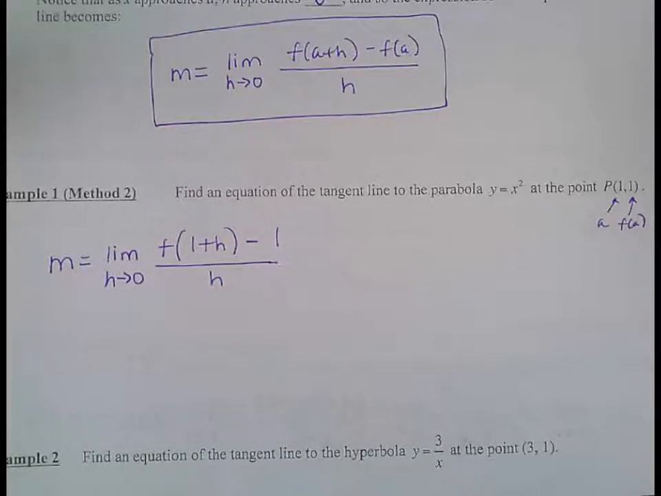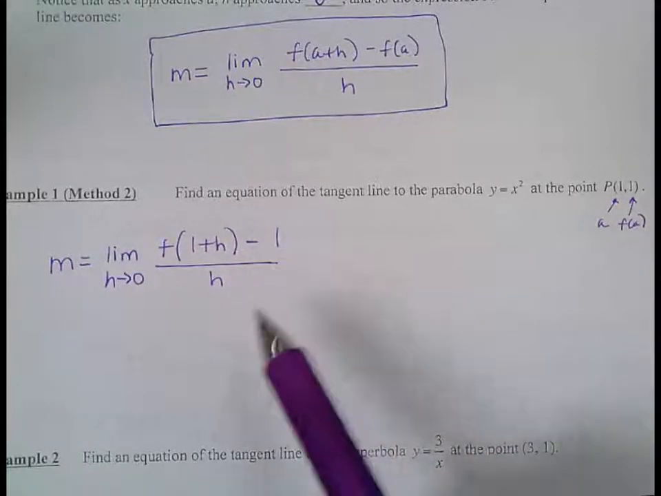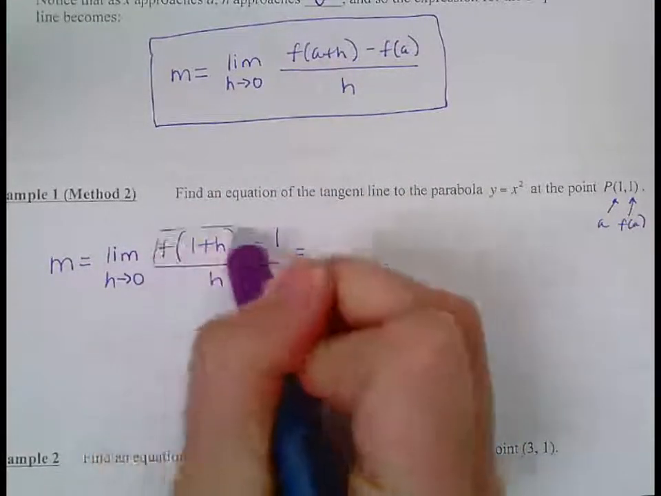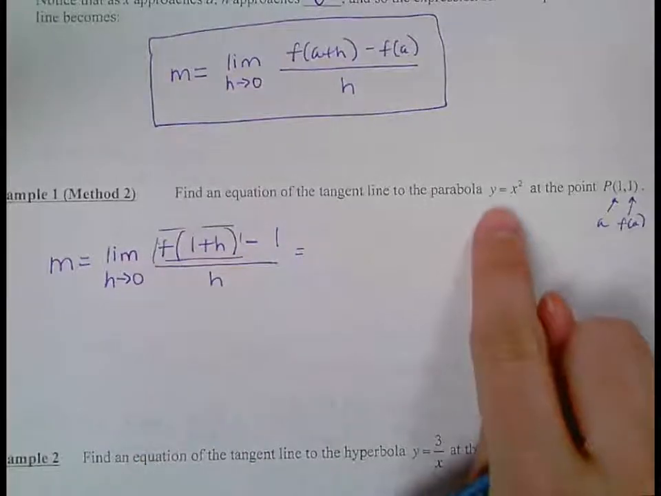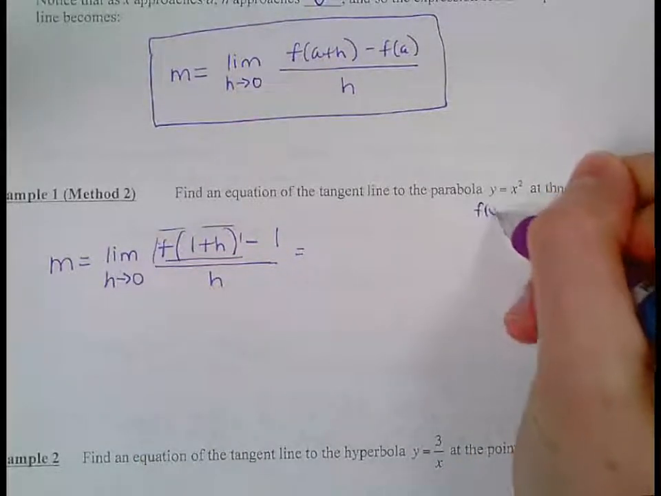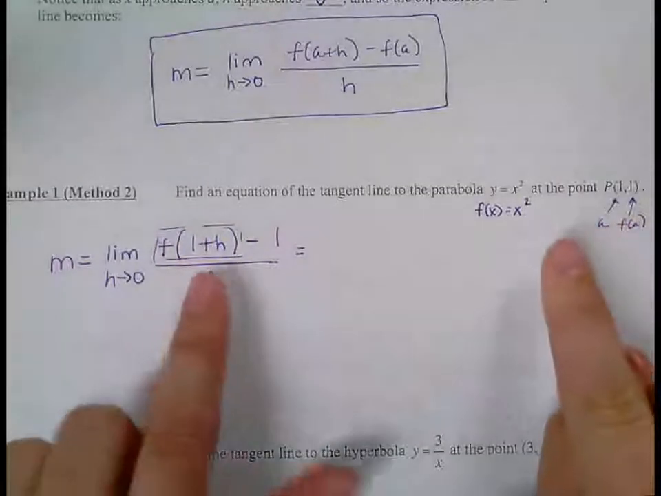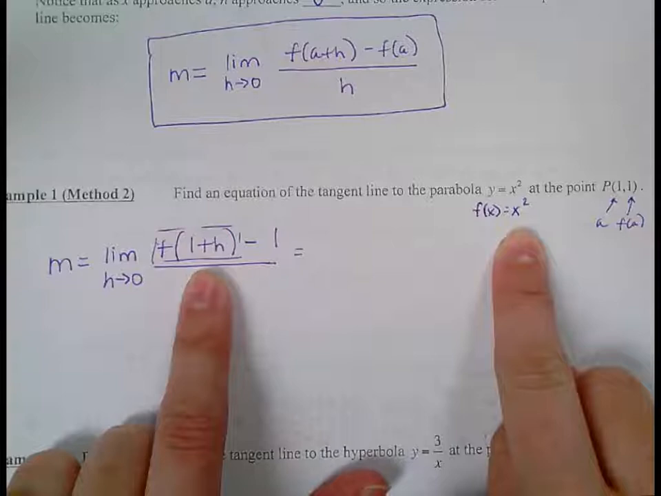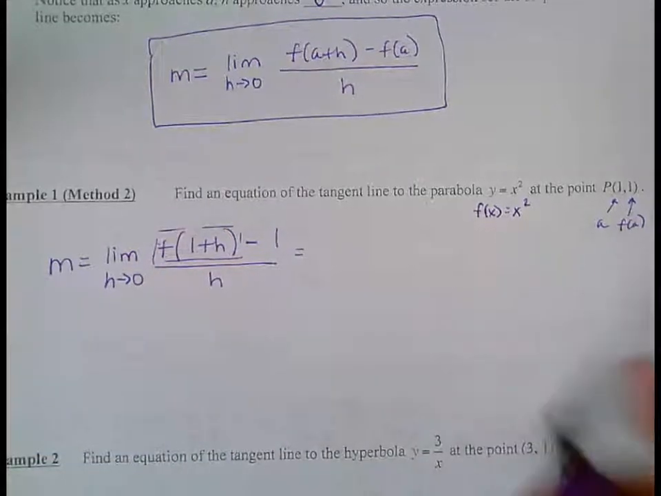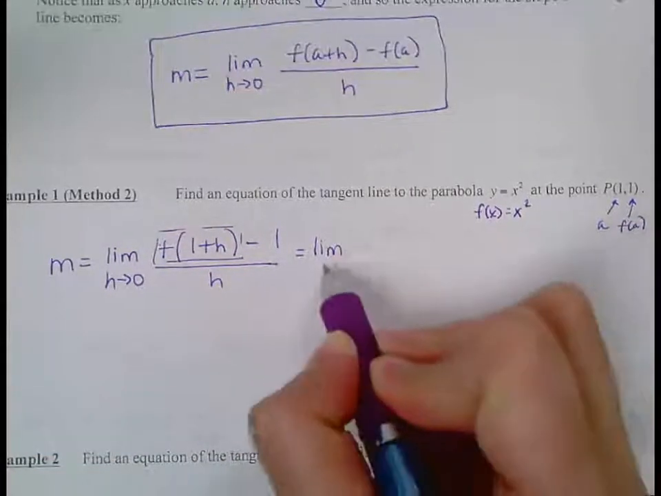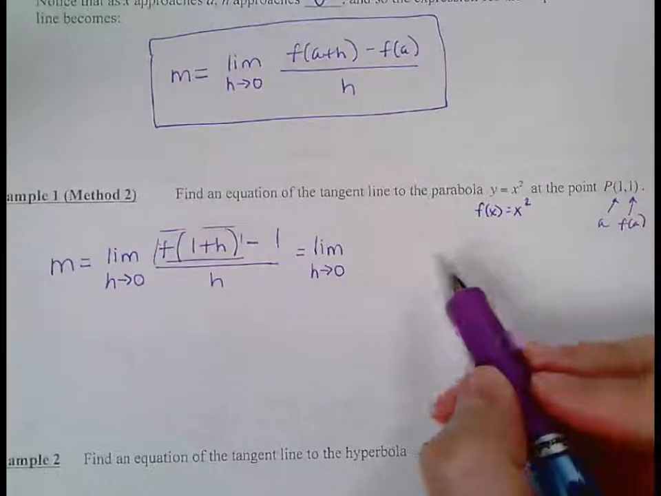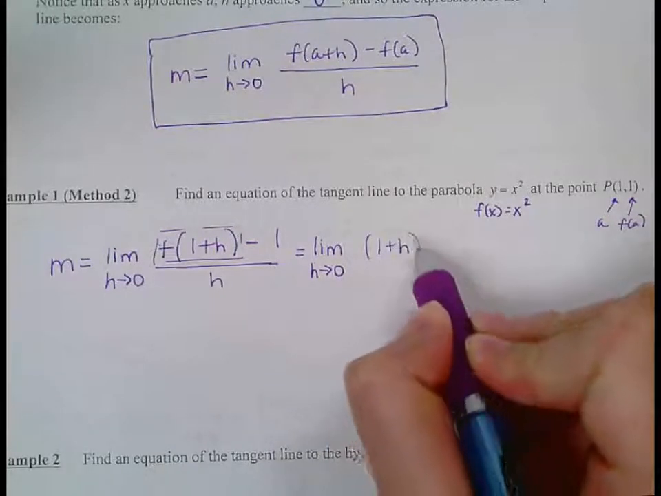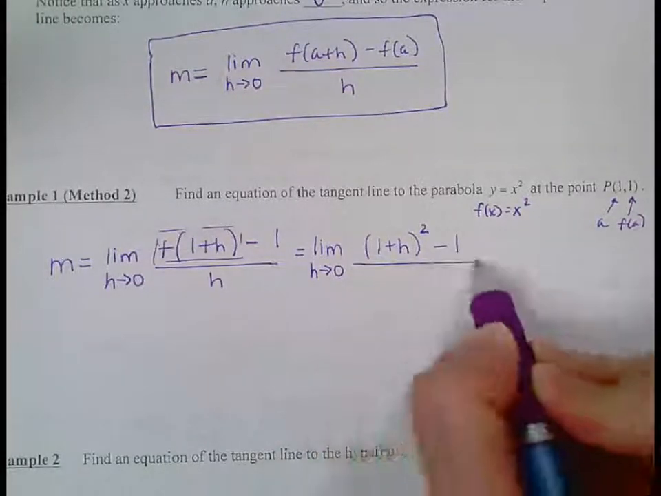Right, well if you substitute, it's not undefined because you get 0 over 0 again. But we can still rewrite this. The f of 1 plus h, this means if our y equals x squared, this is our f of x. This means I'm replacing the x in my function with the quantity 1 plus h. That's what f of 1 plus h is. So I would have the limit as h approaches 0 of, and f of 1 plus h instead of x squared would be the quantity 1 plus h squared minus 1 all over h.